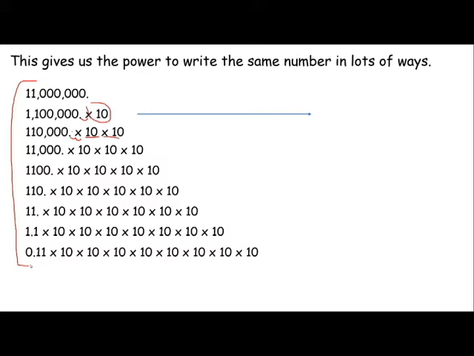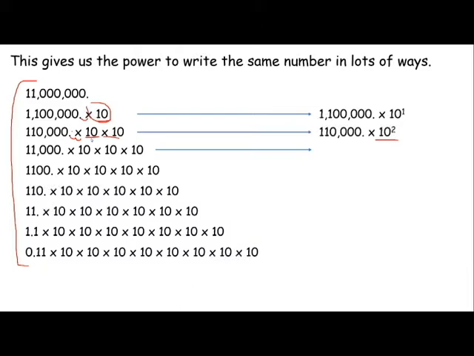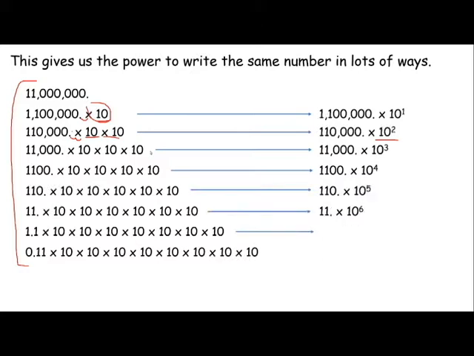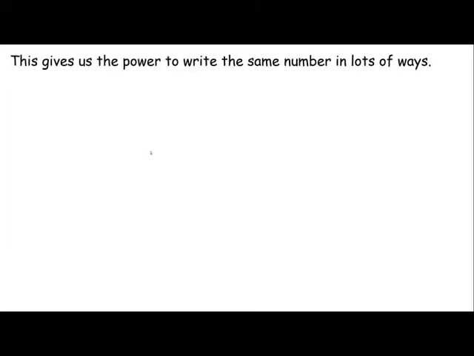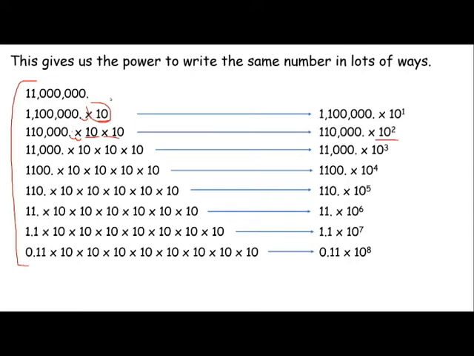And I can even go one step further, and I can take these and write them using an exponent to express the number of tens. 11 million is 1,100,000 times a 10. Or I could say it's 110,000 times 2 tens. See, there's 1, 2. Or 11,000 times 3 tens. Or 1,100 times 4 tens. In fact, I can go through a lot of different ways to write that same exact number.